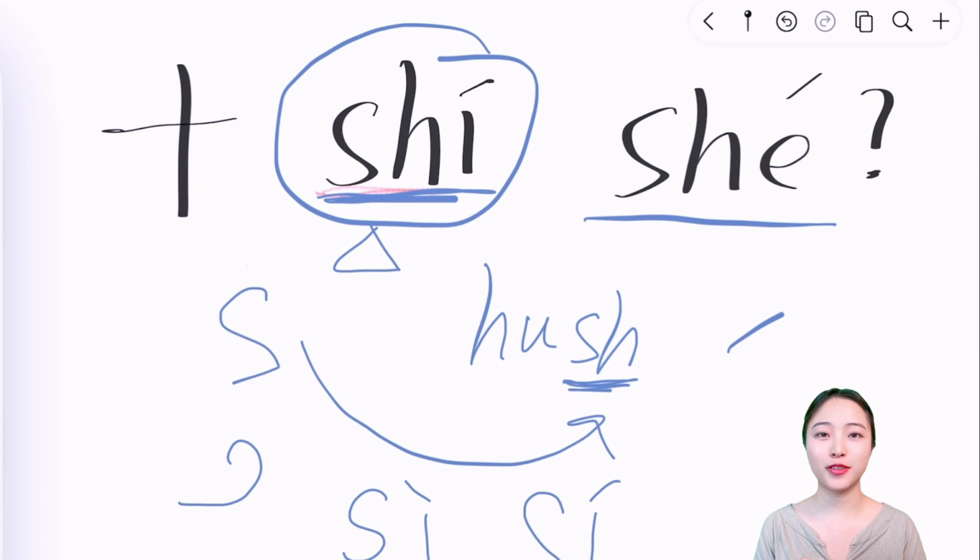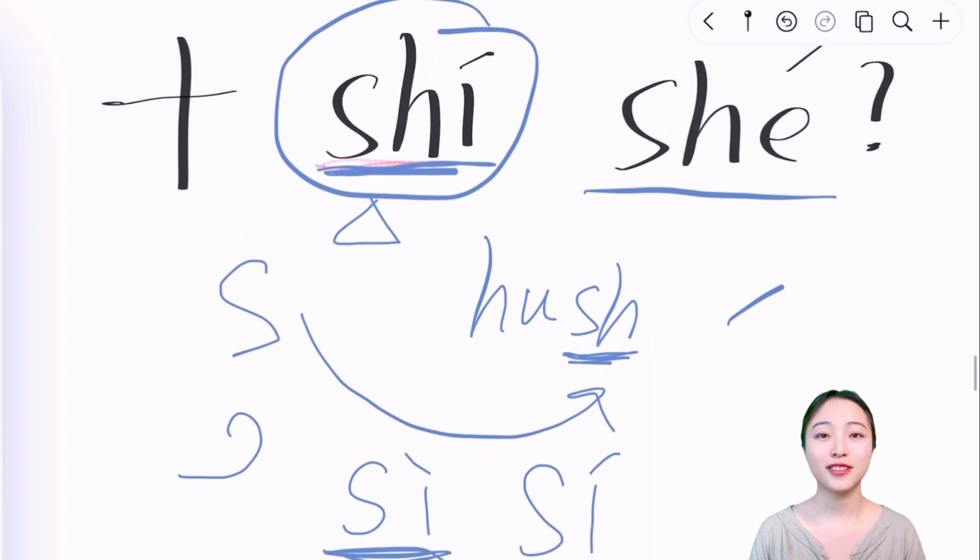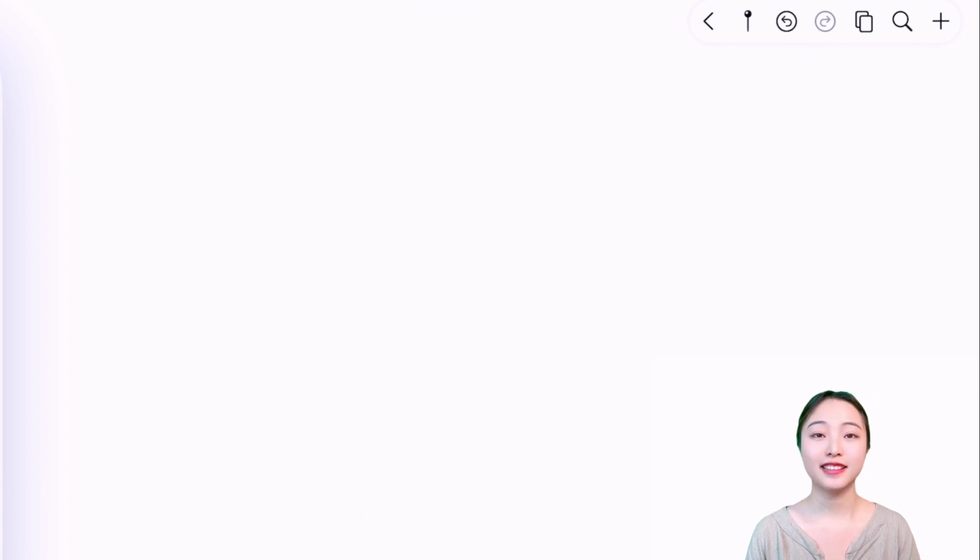Is it difficult for you? 十. So these are the numbers that are often mispronounced in Chinese. Now let's go through them together again, okay?